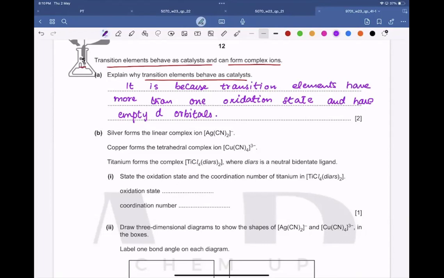And due to the empty d orbitals, they can form a dative bond or coordinate covalent bond with ligands.